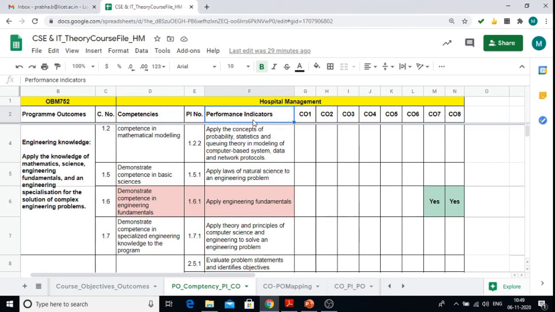So we have a two-step process. Step number 1, we have to map CO with PI. Step number 2, we have to map CO with POs.